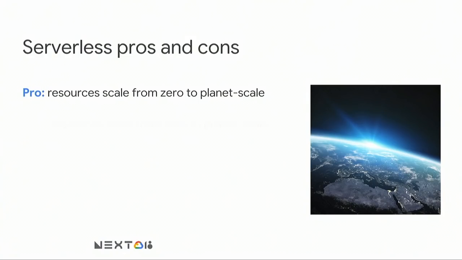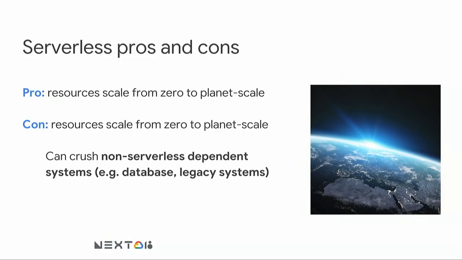A pro of serverless: your resources scale from 0 to potentially planet scale. And that's awesome. That's a huge pro. But the con is that you scale from 0 to planet scale. And why is that a problem? Because if you are touching systems that don't scale up, you can crush them. So if you have some poor little MySQL database that, say, your Cloud Functions are talking to, and they get all of these requests, and they scale up nicely and absorb all of this traffic, that's awesome. But then they slam this database, and that could be a big problem, right? So it's both a pro and a con.